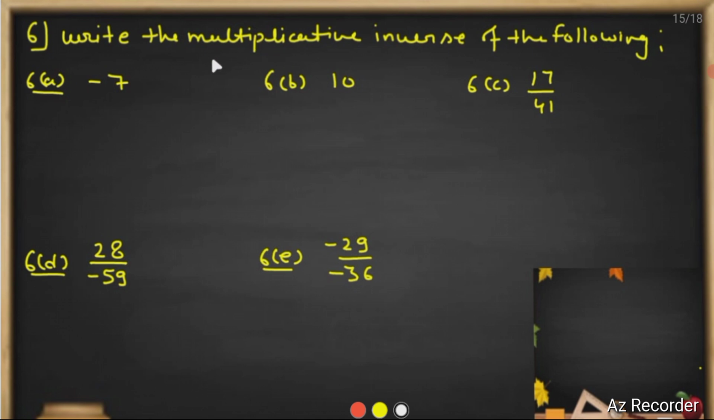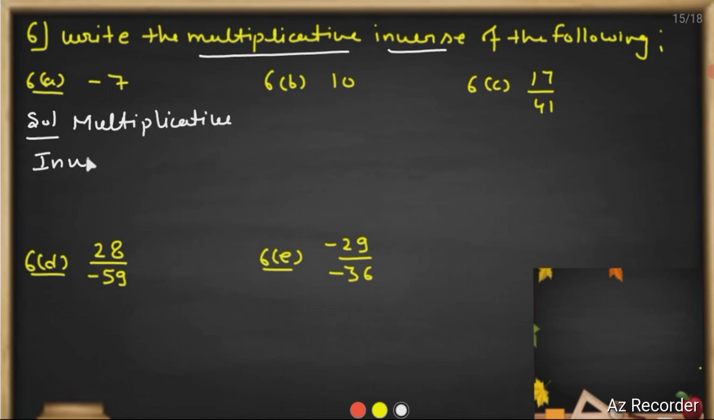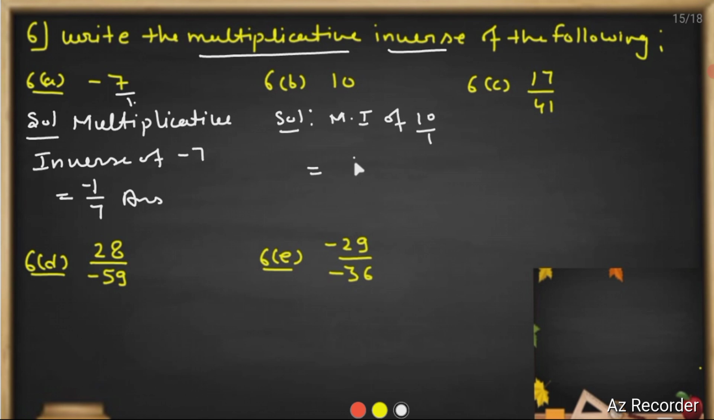So now write down the multiplicative inverse or reciprocal. So here I can write, beta, the multiplicative inverse of -7. Because here the denominator is 1, the multiplicative inverse says that this denominator will become the numerator and the numerator will become the denominator. So this is the answer. Now again we write the multiplicative inverse, in short MI of 10. So 10 upon 1 you can write in your mind, and the multiplicative inverse of this is 1 upon 10.